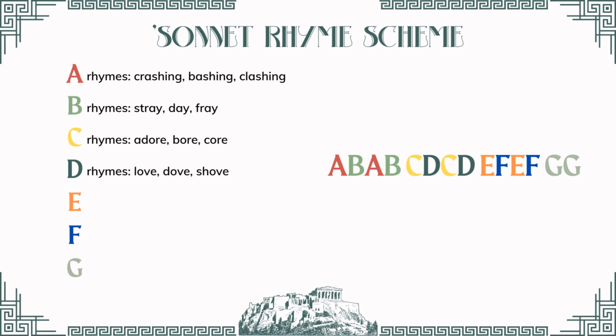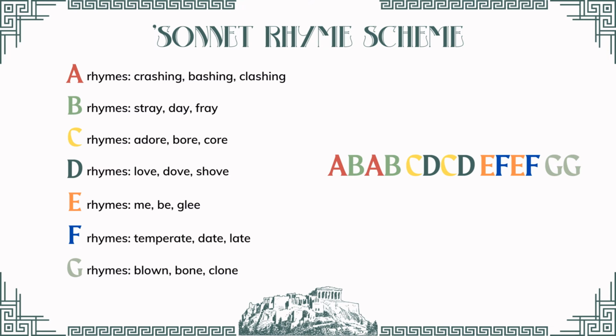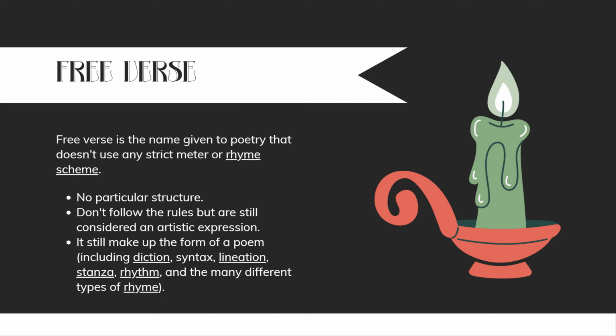Letter D rhymes: love, dove, shove. Letter E rhymes: me, be, glee. Letter F rhymes: temperate, date, late. Letter G rhymes: blown, bone, clone. If I'm using a free verse or experimental verse without a rhyme scheme, then my focus is finding the best words that fit the poem's theme, setting, and context rather than using rhyming words.